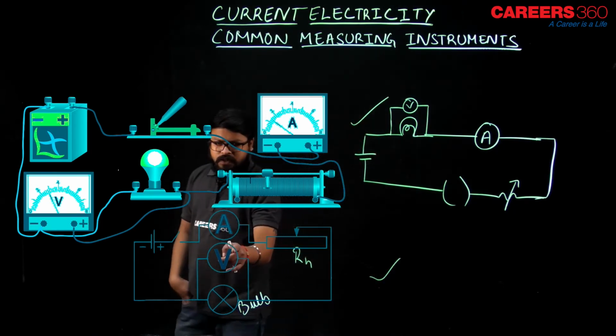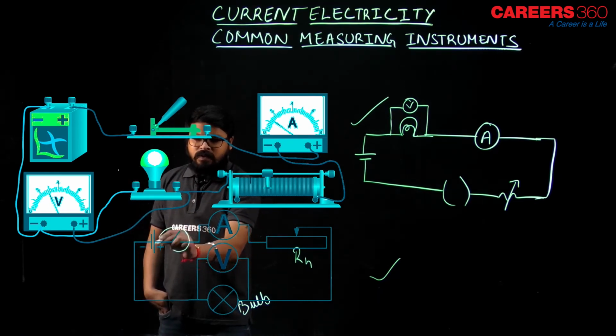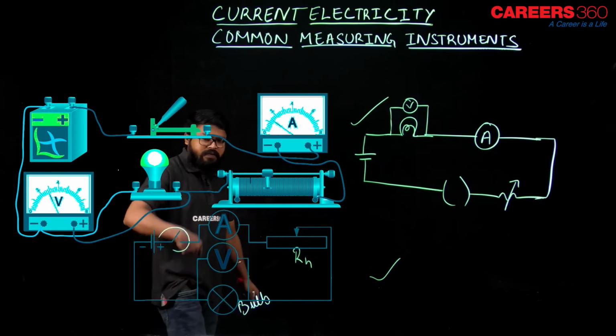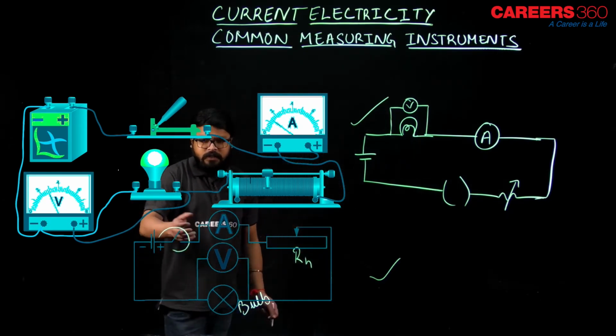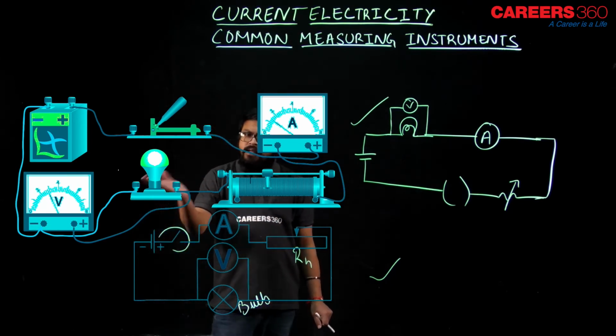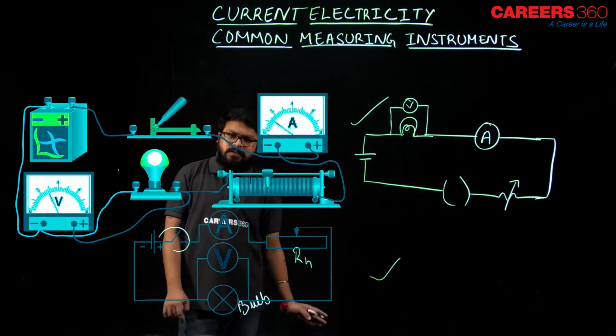This is the ammeter, which is used in series as you can see, and this is the key over here. It is open. When we switch on the circuit using the key, the current starts flowing and the ammeter gives the reading of the amount of current flowing in the circuit.